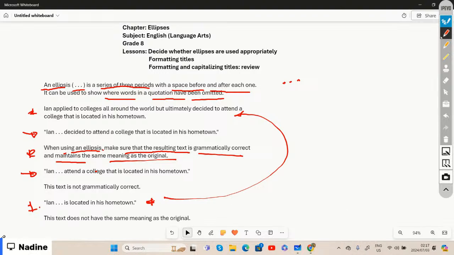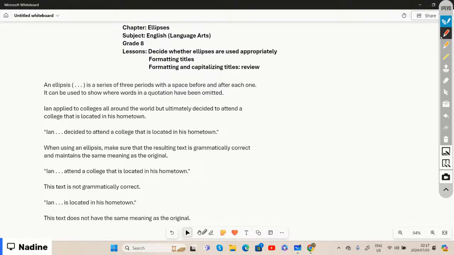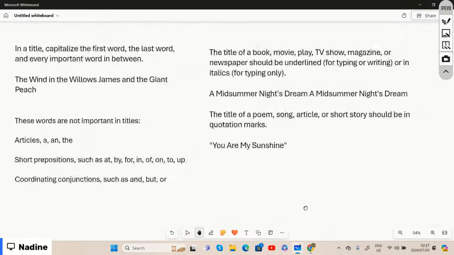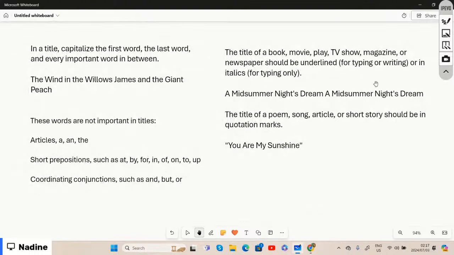All right. So now if we were to format or capitalize titles, it says in a title we need to capitalize the first word, we need to capitalize the last word, and we also need to capitalize every important word in between.